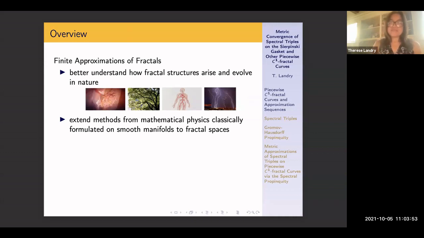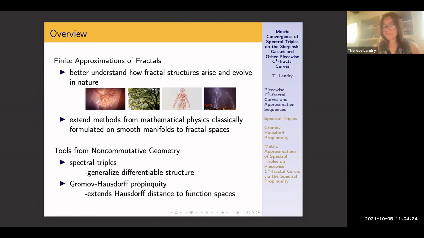And well, we have many important physical processes that are described by differential equations, but the problem being that their solutions are usually formulated in terms of operators on smooth manifolds. So if we could come up with a framework that includes manifolds so that we can extend these methods to fractal spaces, that would also help us better understand how fractal structures arise and evolve in nature.